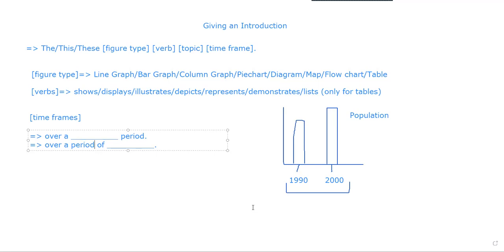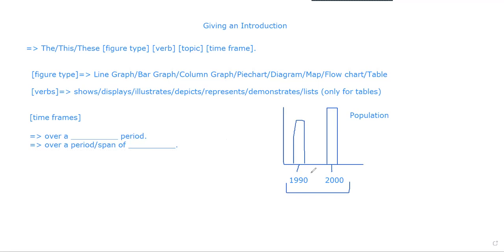Then you can also use a synonym here. Instead of saying period, you can also say span. Over a span of 10 years. So these are two strategies that you can use to talk about the entirety of the time that has passed. যদি প্রশ্নে কতটুকু সময় অতিবাহিত হয়েছে সেটা দেওয়া থাকে, you can use these strategies.